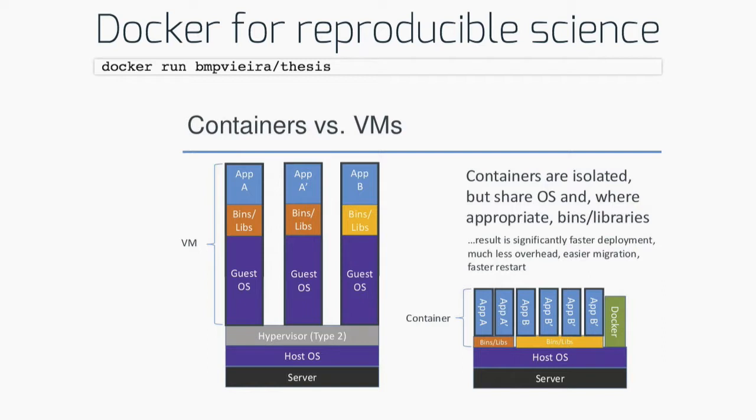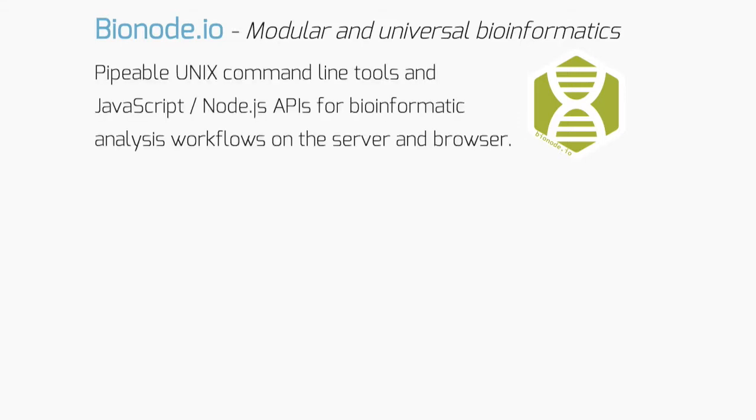So to summarize, BioNode is modular and universal bioinformatics. It's a set of command line tools and modules that you can use on the client and server side to build pipelines and workflows. And if you want to discuss BioNode, you can come to the BioNode channel on IRC, or if you don't like IRC, you can just go to this URL, and it's a chat room.